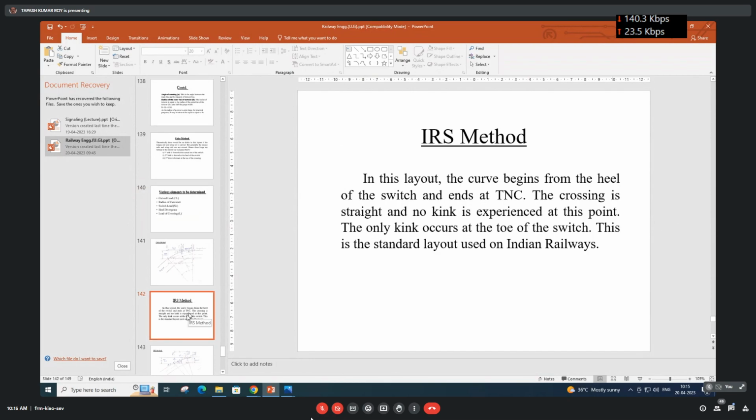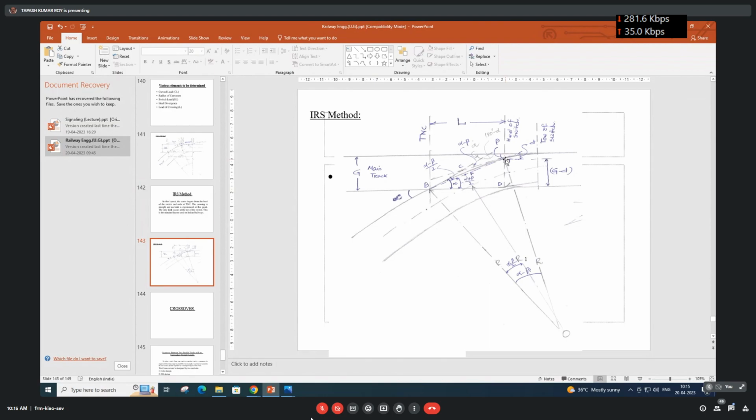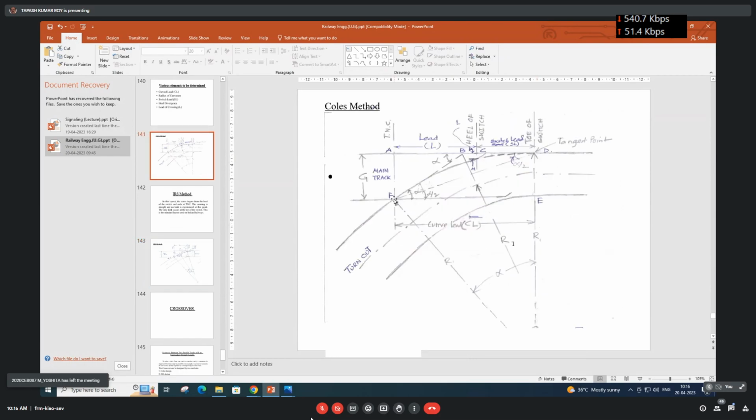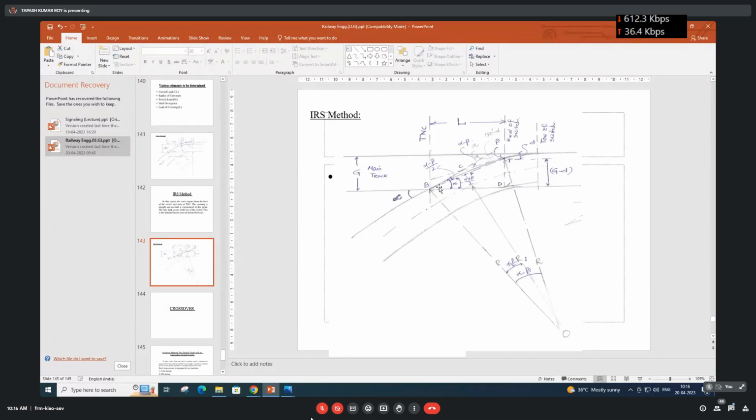IRS method is a little bit simpler compared to the Coles method. Why? In this layout, the curve begins from the heel of the Swiss and ends at TNC. But in Coles method, it started from the end of the tongue rail and ended at TNC. So this is the basic difference between Coles method and IRS method. In case of IRS method, they have considered only the arc from B to T, whereas in case of Coles method, they have considered the arc from T to F, starting from C, that is heel of Swiss, and ending here.